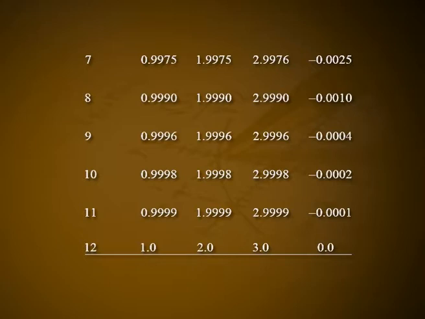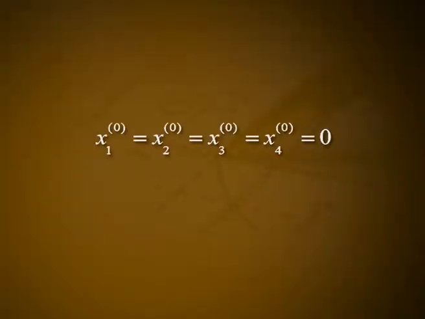0.9999, 1.9999, 2.9999 and minus 0.0001. Hence, finally, by the 12th approximation, the values of x1, x2, x3 and x4 are 1, 2, 3 and 0. To solve the equations by Gauss-Seidel iteration method also, we start from an approximation x1(0) equal to x2(0) equal to x3(0) equal to x4(0), all equal to 0, to x1, x2, x3 and x4 respectively.